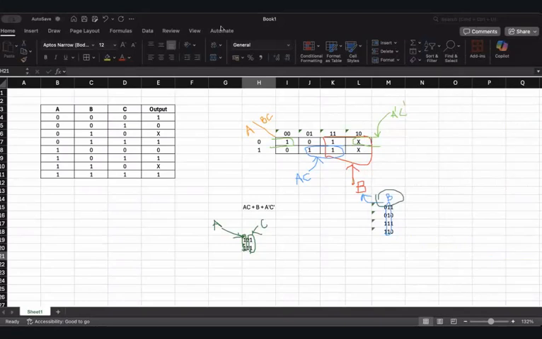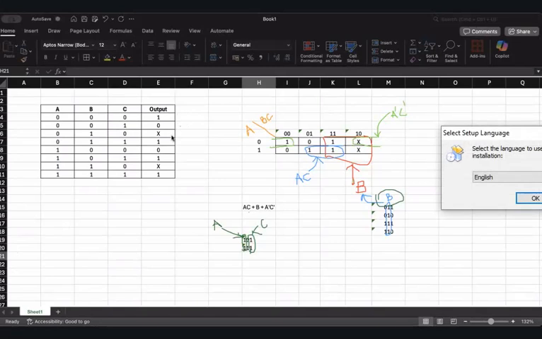Is that okay? The one who sent me in the chat box. Is that okay now? 23 ICT 76. Is that okay now? Okay. So this is how you do this.